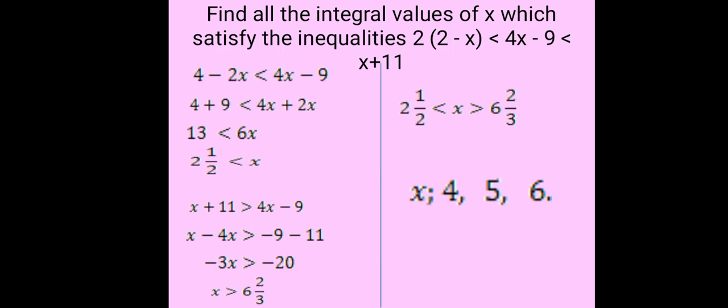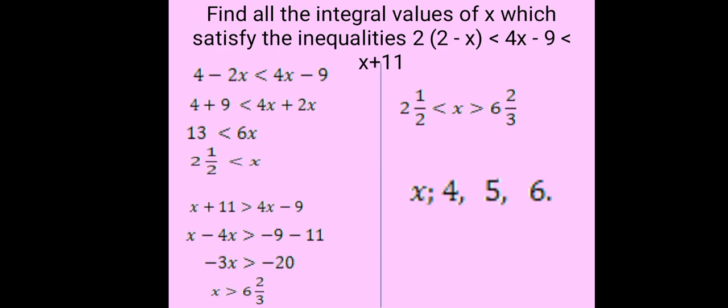Now we solve the first part first, that is 2 into 2 minus x is less than 4x minus 9. We solve that part first and we find that x is 2.5. Now we solve the other part. 4x minus 9 is less than 4x plus 11, and we find that x is less than 6 and 2/3.